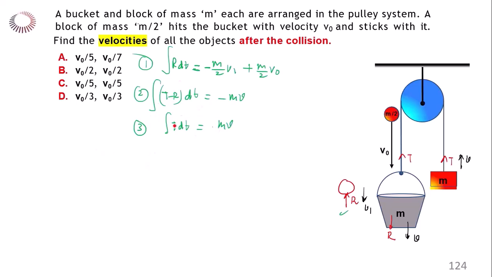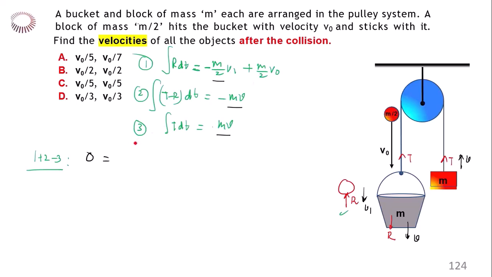So whenever the bucket and the ball come in contact, what I can do is add 1 and 2 and subtract 3. Once I add 1 and 2, then R and R will cancel out. And if I subtract 3, then T will also cancel out. So I am adding 1 plus 2 and doing minus 3. So the left hand side becomes 0. Ultimately I am getting minus m by 2 v1 minus mv plus mv plus m by 2 v0 equals 0. So this minus mv plus mv will cancel out.